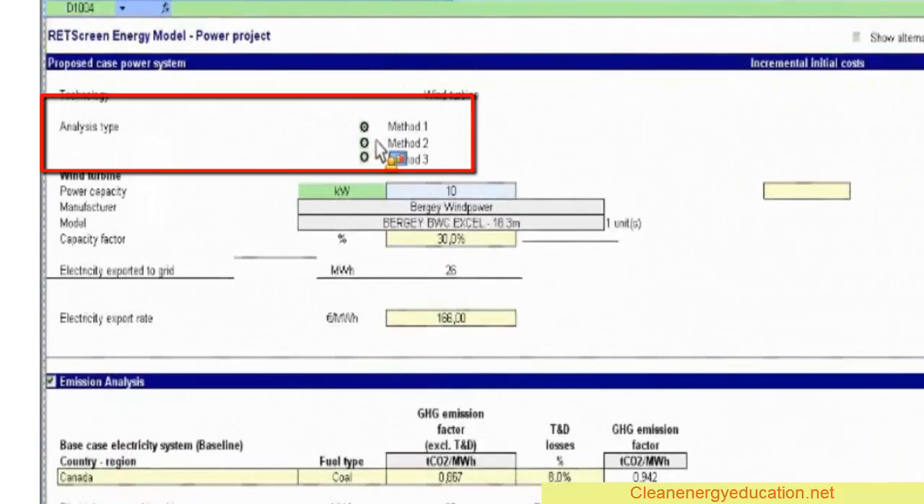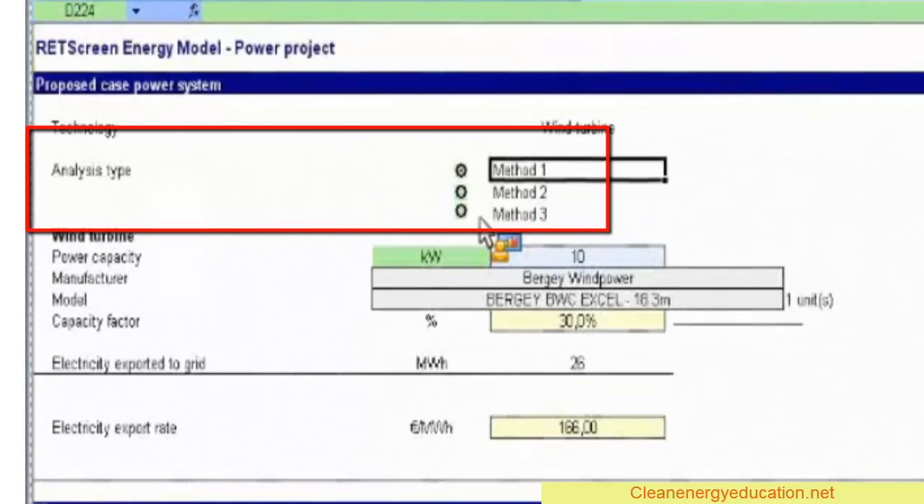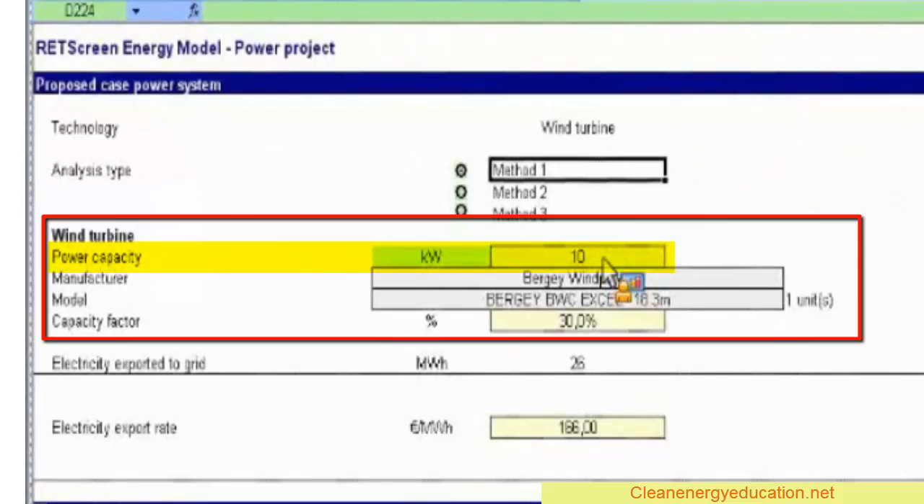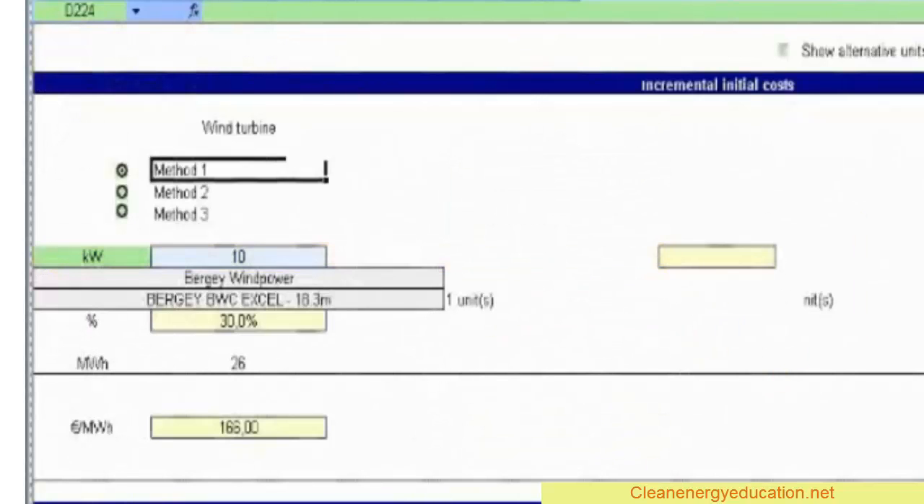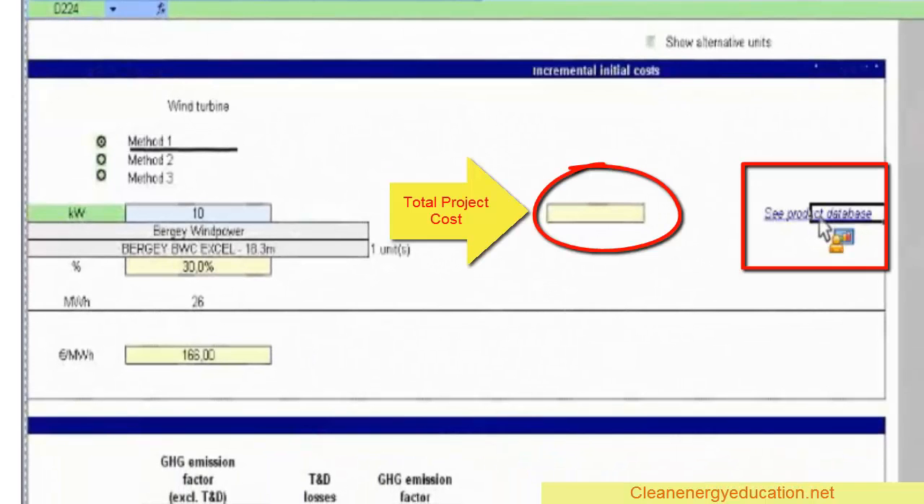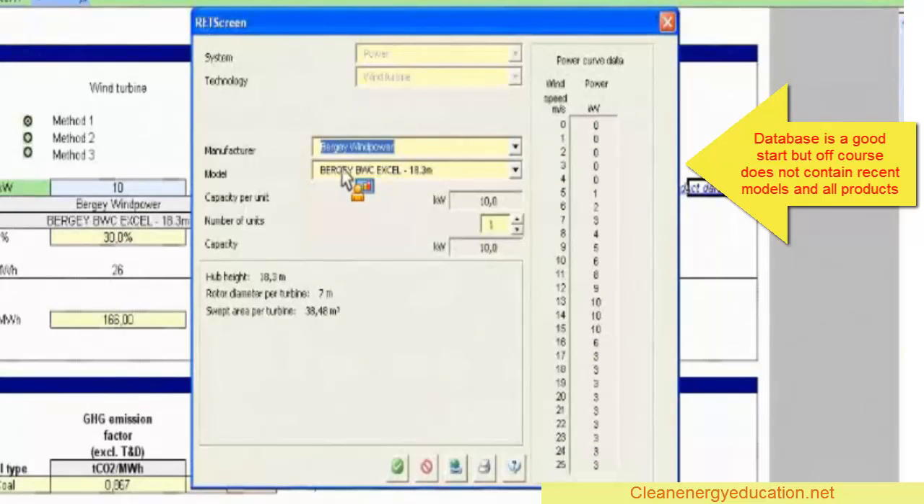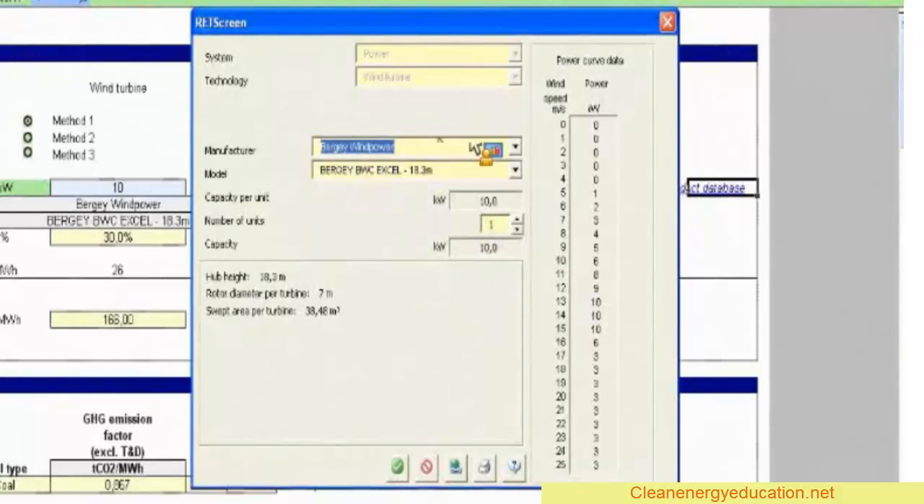Then we go into the energy model. Then we have three levels of analysis. So we have method 1, 2 and 3. We are now seeing method 1. For method 1 we should indicate what's the power capacity of this wind turbine. So we have chosen, well, let me show. We have a product database. Okay, so if we click on product database, we have a good library. So we have chosen the Bergey wind power wind turbine.